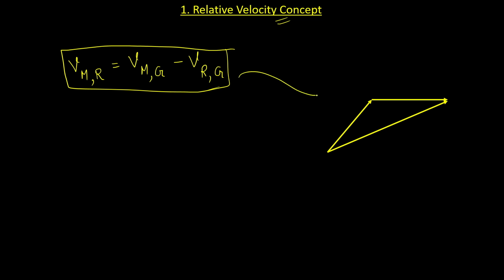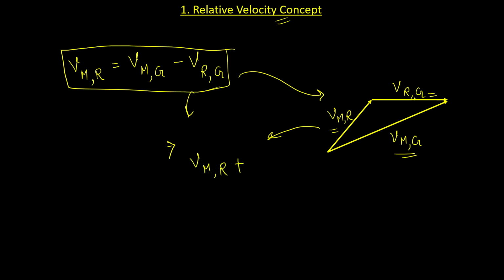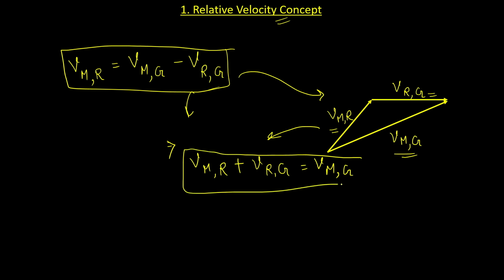And this diagram is basically depicting that. Here, this is our velocity of man with respect to river, and this is velocity of river with respect to ground. And thus, this is velocity of man with respect to ground. This thing you need to understand very carefully. So either via this or via this, I can write velocity of man with respect to river plus velocity of river with respect to ground is equal to velocity of man with respect to ground. So you can derive this either via this or via this diagram. So these two things you must keep in mind.